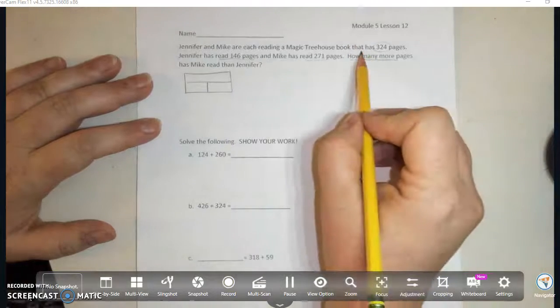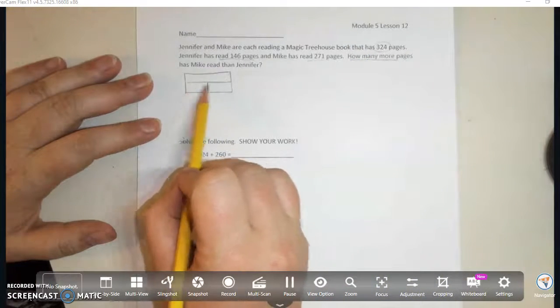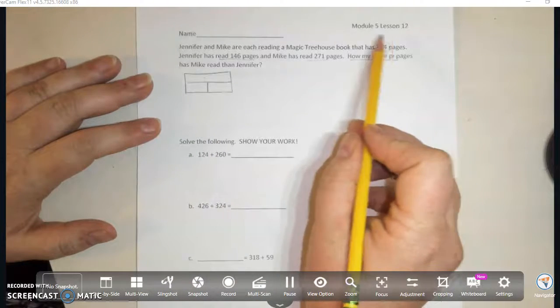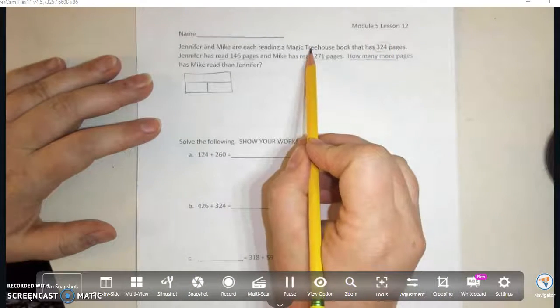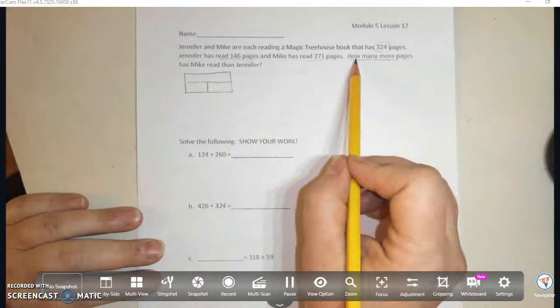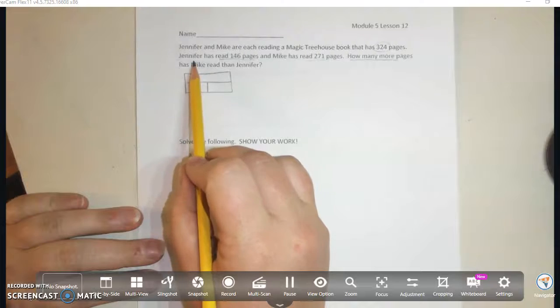Well, this information, though it's tempting to put it in my whole or in one of my parts, isn't really information that I need. This is the total number of pages in the book. That's not what this question is asking. It's asking a comparison between Mike and Jennifer.